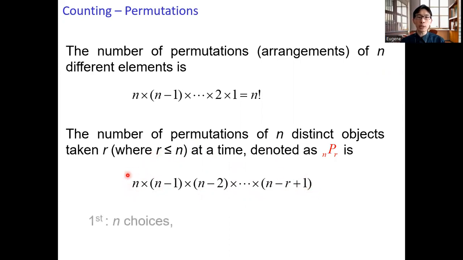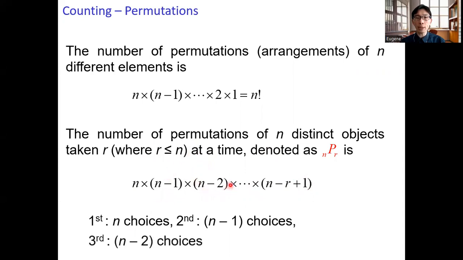Imagine that for the first position, you have n choices. Then for the second position, you have n minus 1 choices. For the next position, you have n minus 2 choices, until you pick the rth position, where you are left with n minus r plus 1 choices. So using the multiplicative rule, we get the expression above. This expression is denoted as nPr: choose r objects out of n distinct objects.